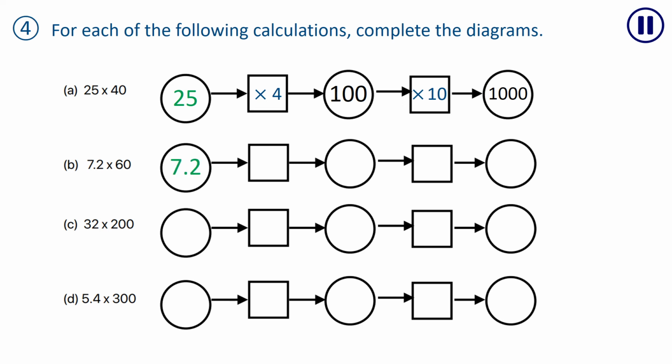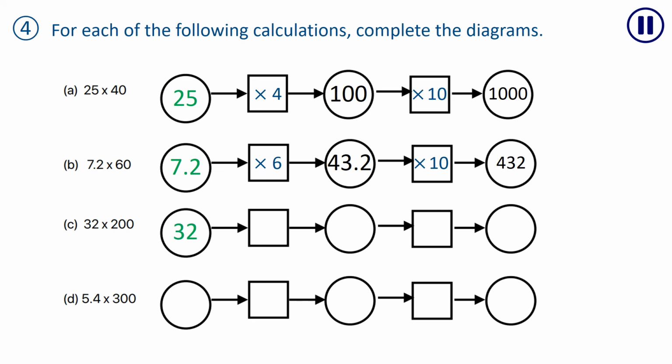In B, we're starting with 7.2. We're going to multiply by 6 and then by 10. 7.2 times 6, having shown a little bit of working, would be 43.2, and 43.2 times 10 is 432. So it's one slide to the left.